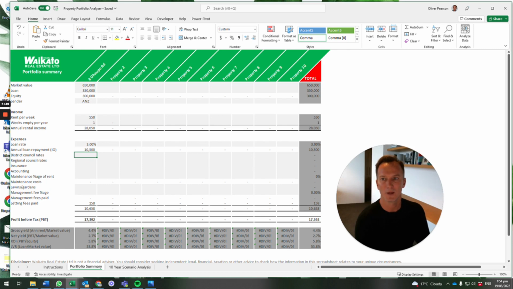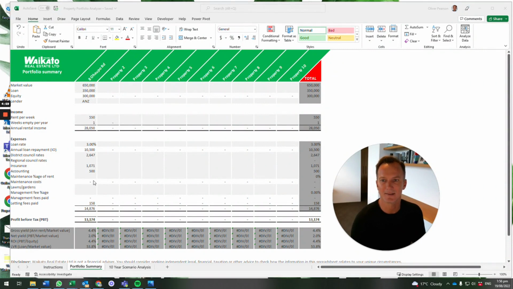Now let's fill out all the other costs we've got for this property. So in Hamilton, it's district council rates. For this property it is $2,647. No regional council rates, they don't apply in Hamilton. Insurance, we're paying just over $1,000. Accounting is roughly $500 per property.